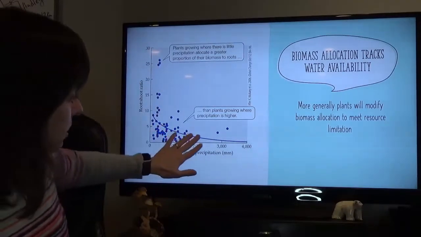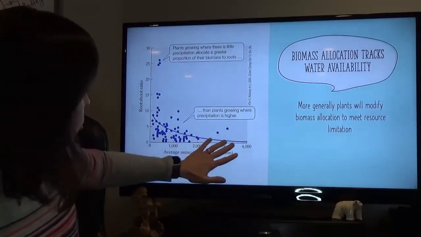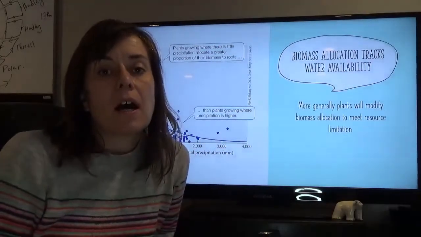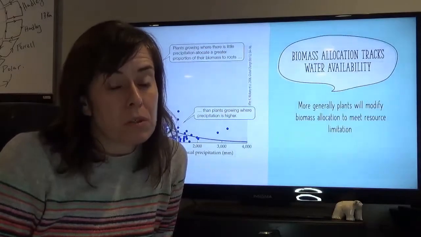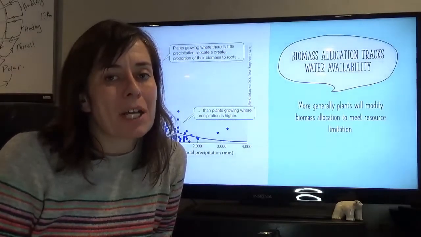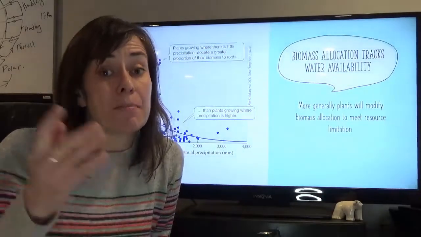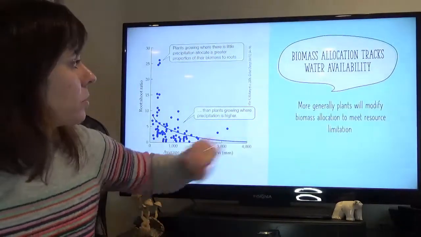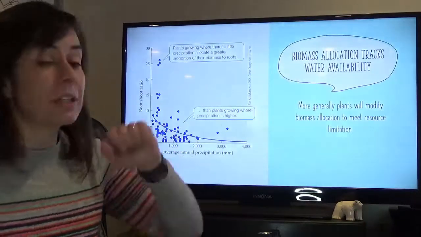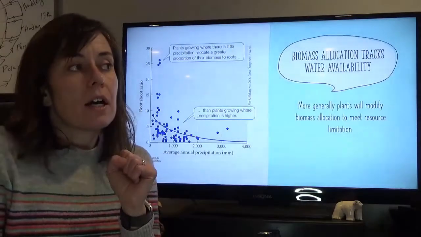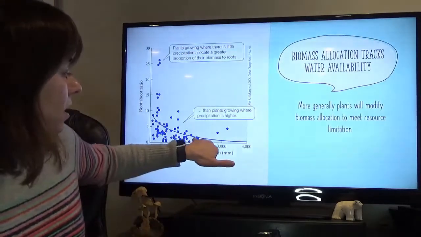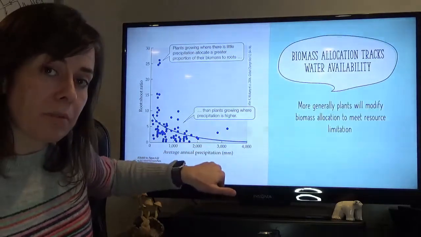As you increase precipitation, all of a sudden the root to shoot biomass becomes very low. There's a lot more above ground productivity, and this is typically because when those soil resources are not limiting, that means that plants are competing for light resources and they allocate more to above ground biomass. Okay, so biomass allocation tracks water availability. And this can be a plastic response or an adaptive response.